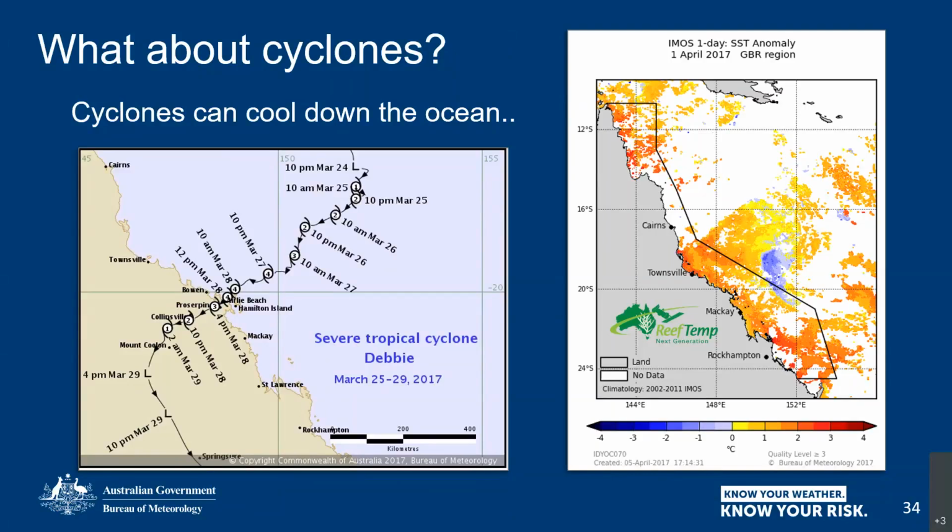So what can cyclones do? Well, cyclones bring rain, wind and clouds to a region, so they have the benefit of cooling down the waters. A good example of this was Cyclone Debbie in 2017. During that bleaching event, it came through towards the south of the Great Barrier Reef. All that rain and cloud cover and mixing of the water, bringing cooler, deeper water to the surface, cooled the reef and saved certain portions of the southern Great Barrier Reef from bleaching.